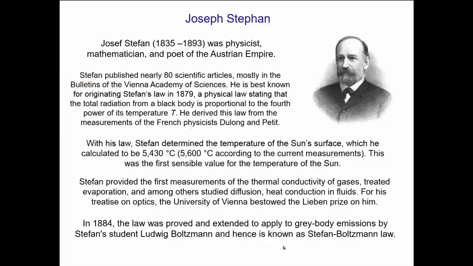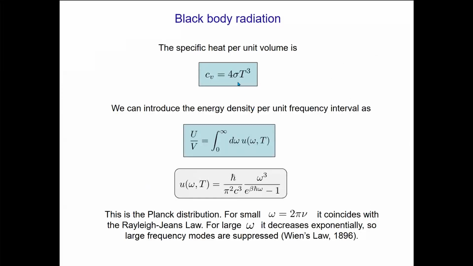And since then, it's known as the Stefan-Boltzmann law. A black body absorbs all radiation, but a gray body absorbs radiation depending on frequency. This is why it's called a gray body. If we differentiate that total energy per volume with respect to the temperature, that's what we get for the specific heat of the black body per unit volume.